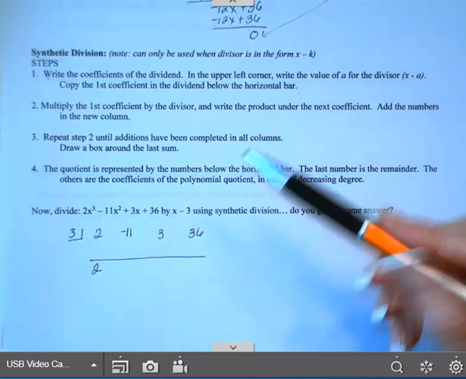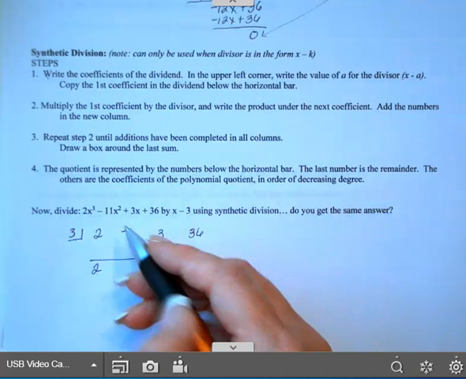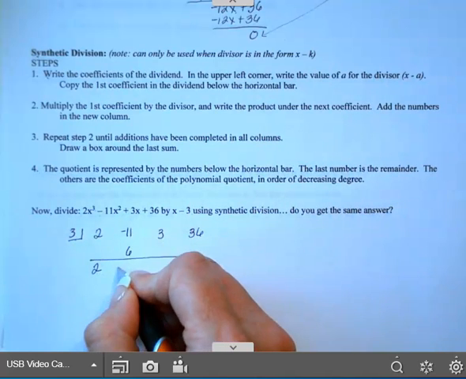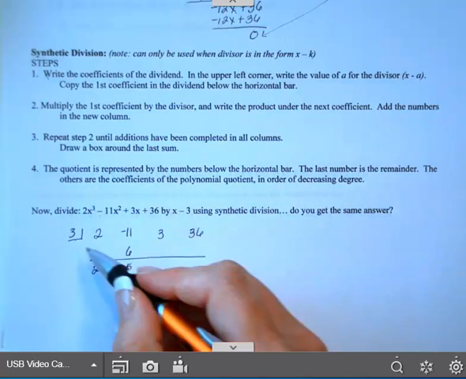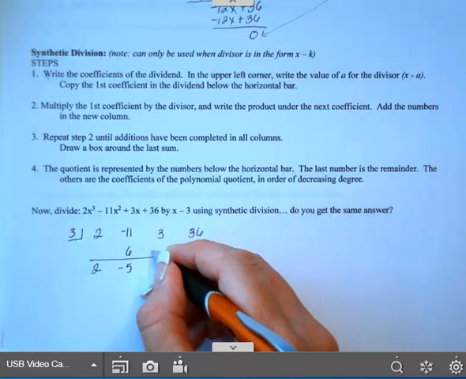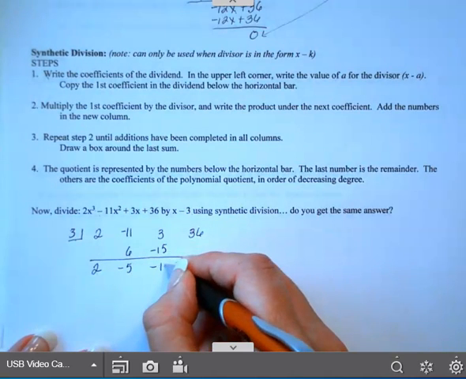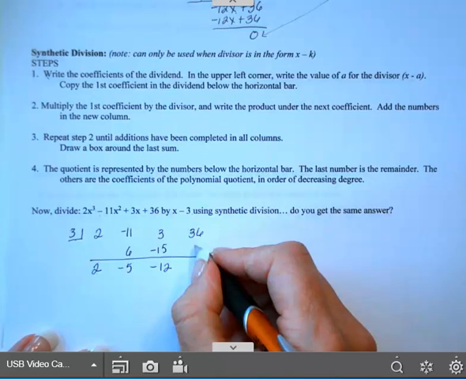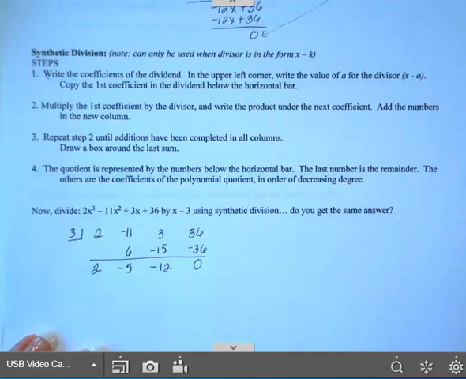And now we're going to multiply the first coefficient by the divisor and write the product under the next coefficient. So we're going to multiply those, which is 6, and then we add. And we continue to repeat that until we get to the end. So 3 times negative 5 is negative 15. And then we add. 3 times negative 12 is negative 36. And then we add. This is the same problem that we did above.